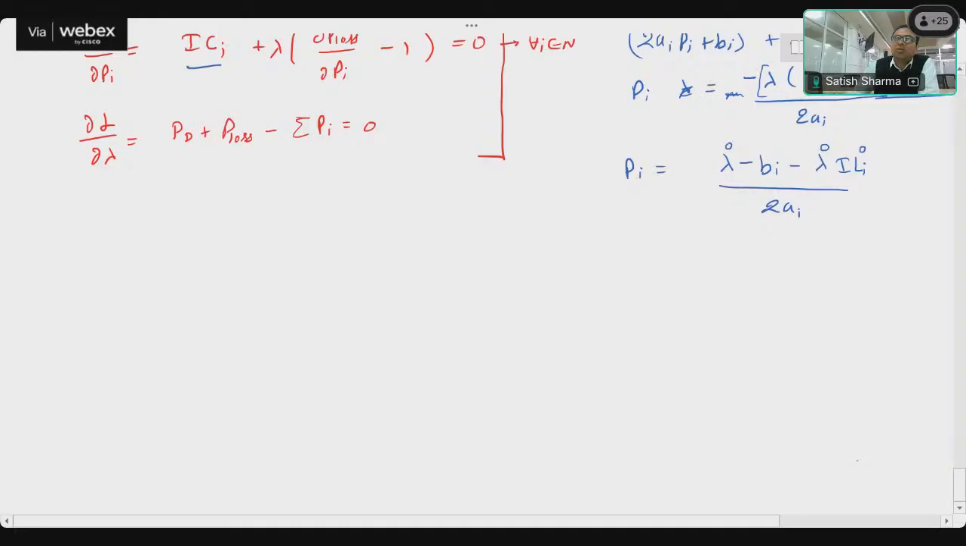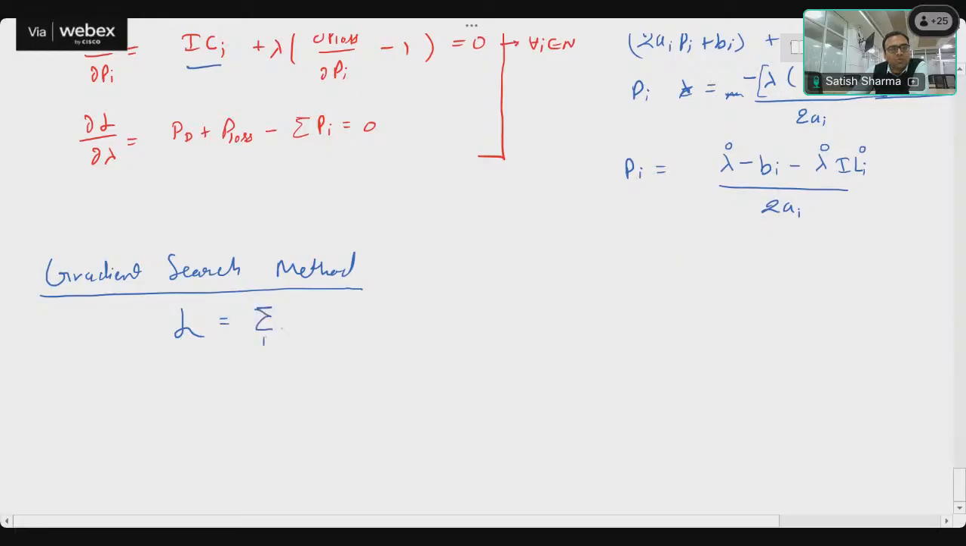I will just quickly wind this up. We will look at the first order method, and how we can use the same gradient search method to get a solution for this kind of problem. We have a Lagrangian function, the summation of our cost functions plus lambda times PD minus the summation of pi. This is actually the same as whatever we have done so far; it is another variant of that.